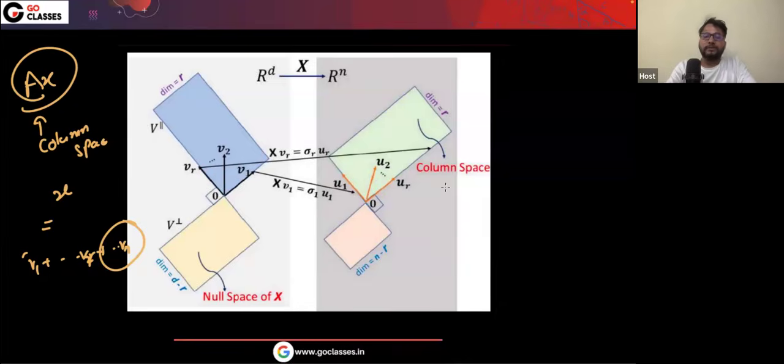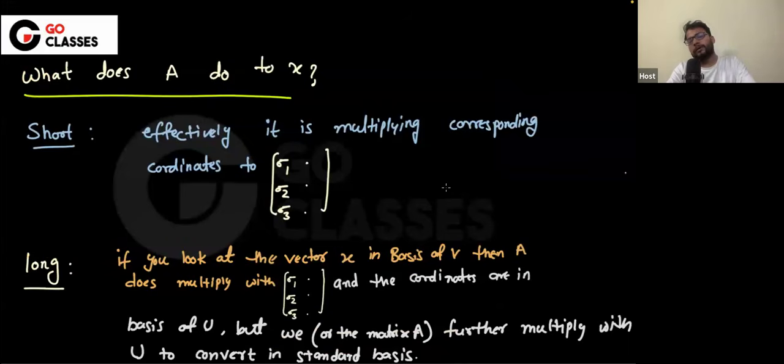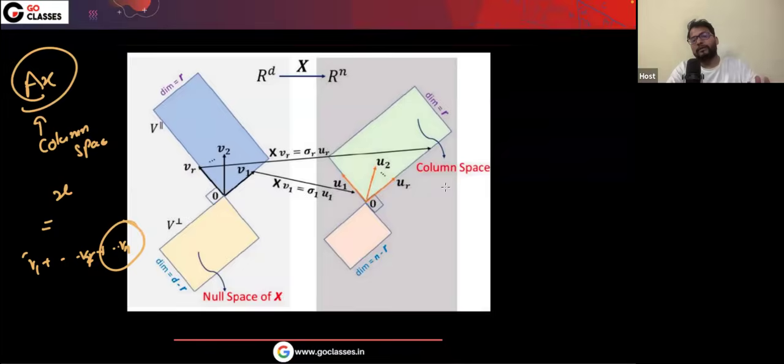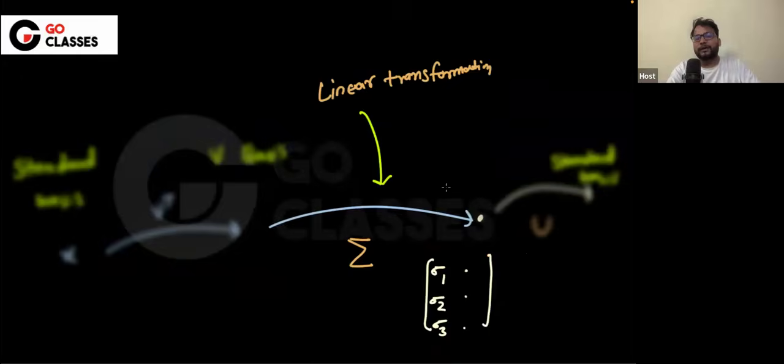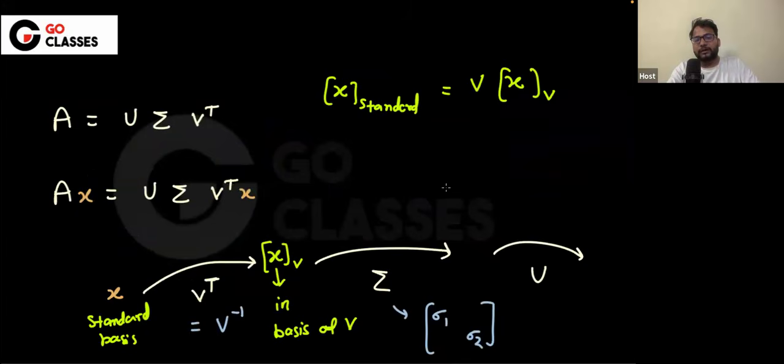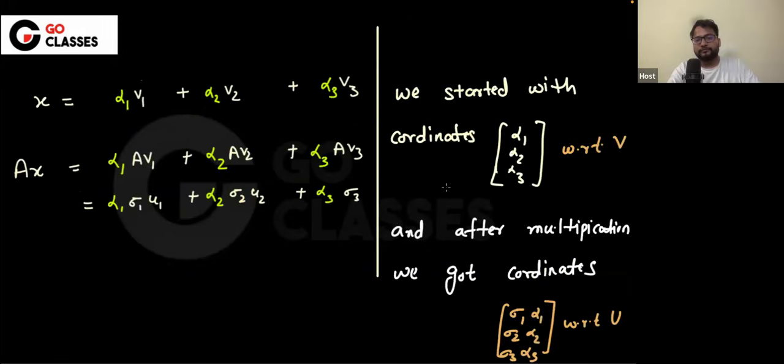If this picture is clear, then you will be able to fit these things in the mind later on. Diagrams may come and go, but the mathematics should be clear to everyone, that mathematically what is happening. It's very easy: you take a vector, and then multiply with A. With respect to the basis v1, v2, v3, you have alpha 1, alpha 2, alpha 3. But after multiplication, with respect to the u1, u2, u3 basis, you get alpha 1 sigma 1, alpha 2 sigma 2, alpha 3 sigma 3, like this, right?